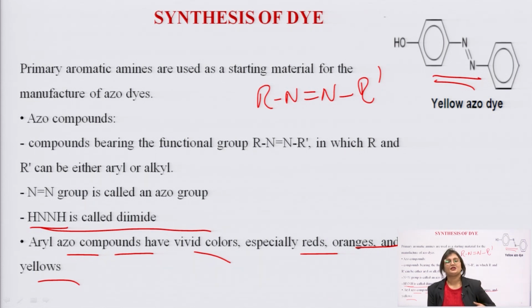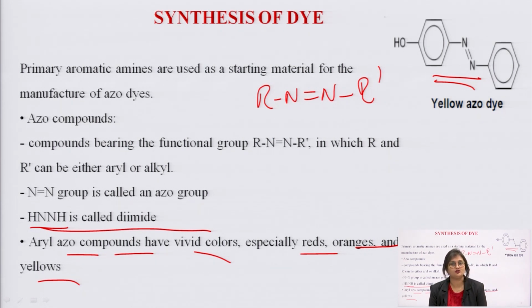They are used as coloring agents in a number of pharmaceutical preparations, up to the textile industry. They find use in a wide range of places. So, what happens is these amines are used for the synthesis of dyes. What are dyes? Well, primary aromatic amines are used as a starting material for the manufacturing of azo dyes.